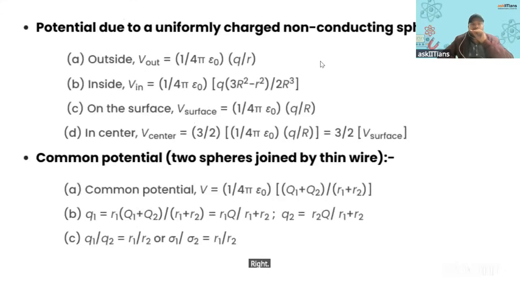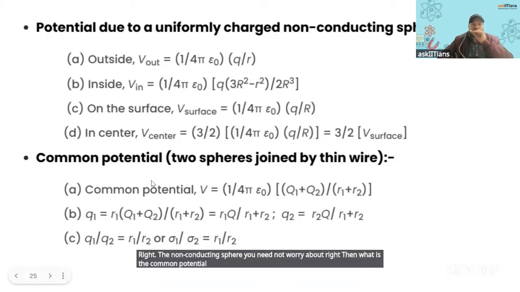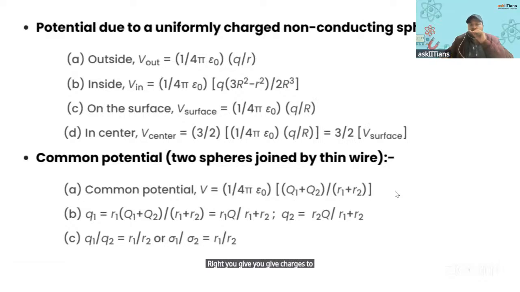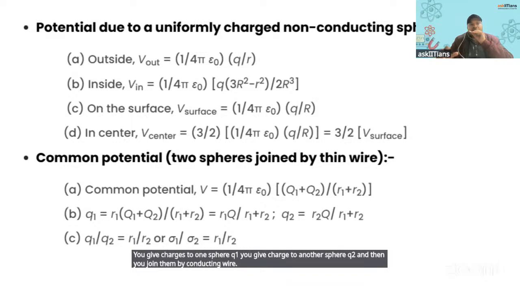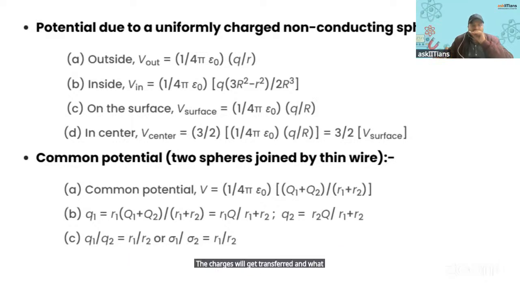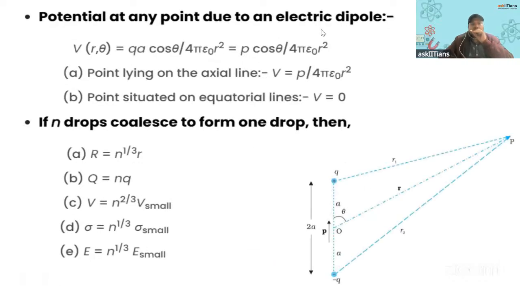Then non-conducting sphere you need not worry about. Then what is the common potential? This question generally comes: what is the common potential when two spheres are joined by a thin wire? You give charge Q1 to one sphere, you give charge Q2 to another sphere, and then you join them by a conducting wire. The charges will get transferred, and what is the common potential they attain? This question generally comes, so you must be knowing this. I've written down the important key concepts you must be revising.